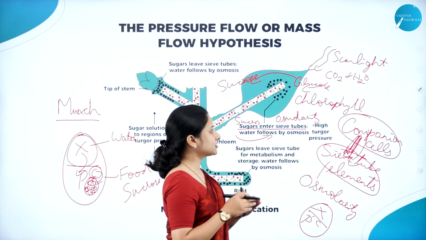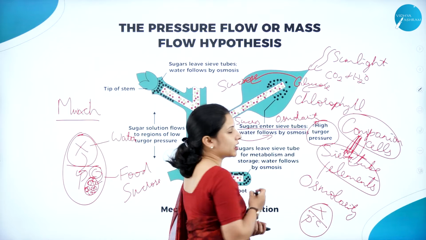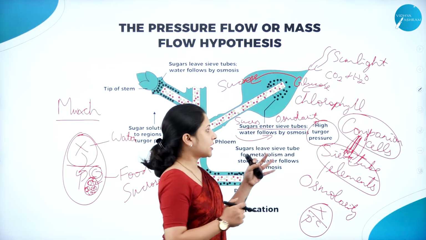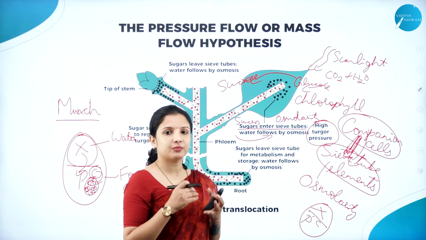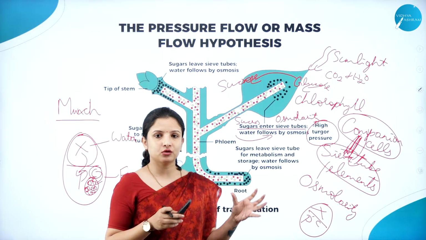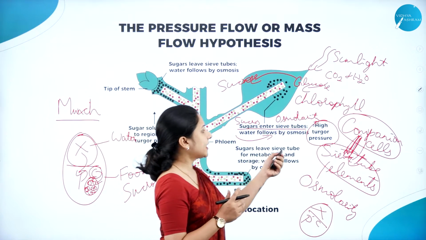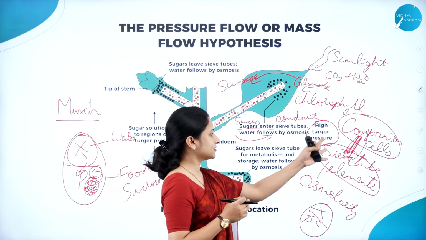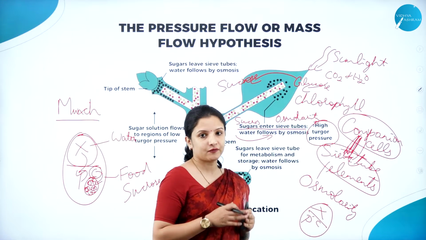Once water starts entering into the phloem, it creates a turgor pressure. So this actually creates a turgor pressure from the source to the sink. A high turgor pressure will be created from the source to the sink. What is the source? The leaf. And the sink is the one that is receiving the sugar and the water and all that. In the sieve tube elements, a turgor pressure will be created.